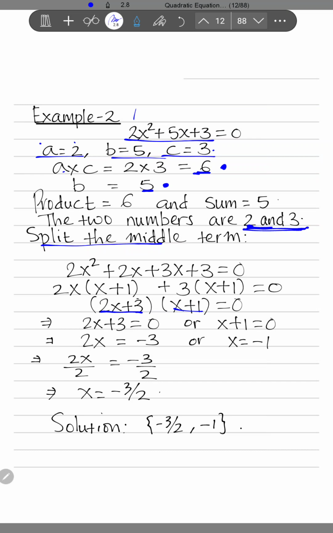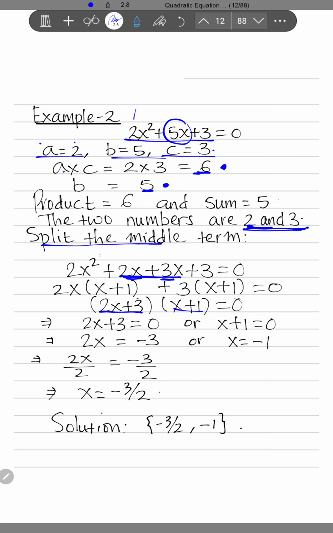So what is the question? 2x squared plus 5x plus 3 is equal to 0. What's the middle term? 5x. Can we split the 5x into 2? Yes. What and what? 2x and 3x. Do we really change the equation? No. Why? Because we only split the middle term into two parts. We didn't add or subtract anything out of it. That's just fine. So 2x squared plus 2x plus 3x plus 3 is equal to 0.